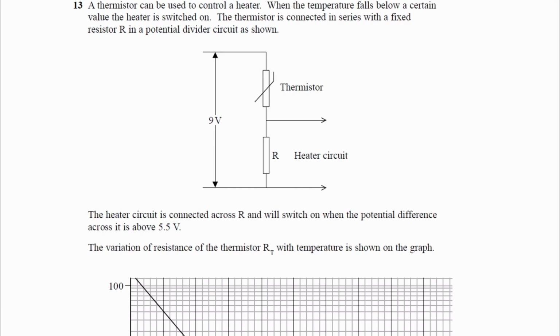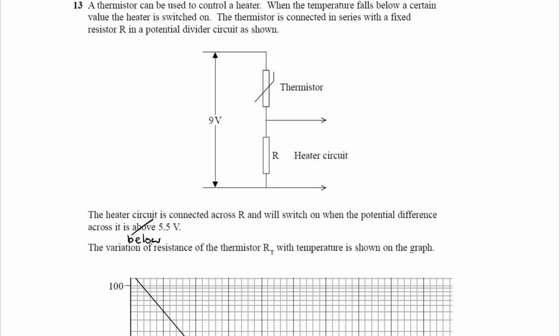So to start this question off, I'm actually going to correct a typo. In this sentence over here, where it says the potential difference across it is above 5.5 volts, that should actually say below. And we'll go over why that should be below in a sec. So let's go back to the beginning.